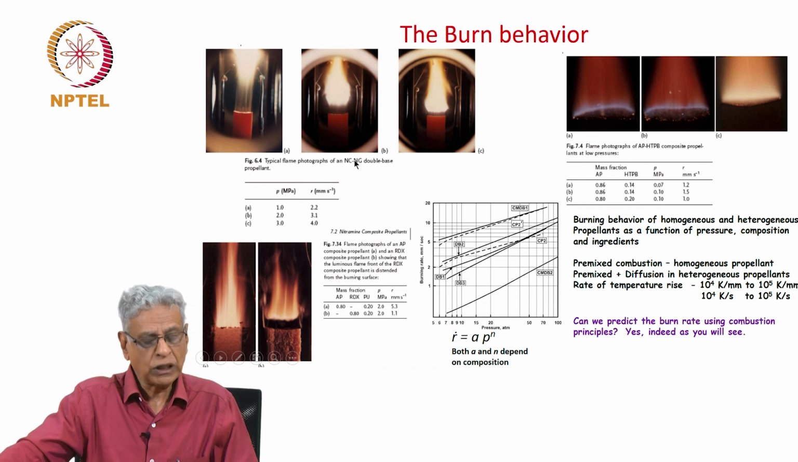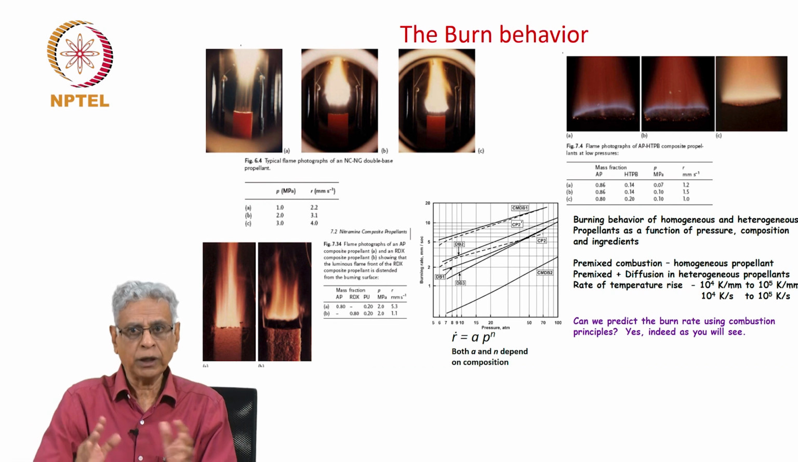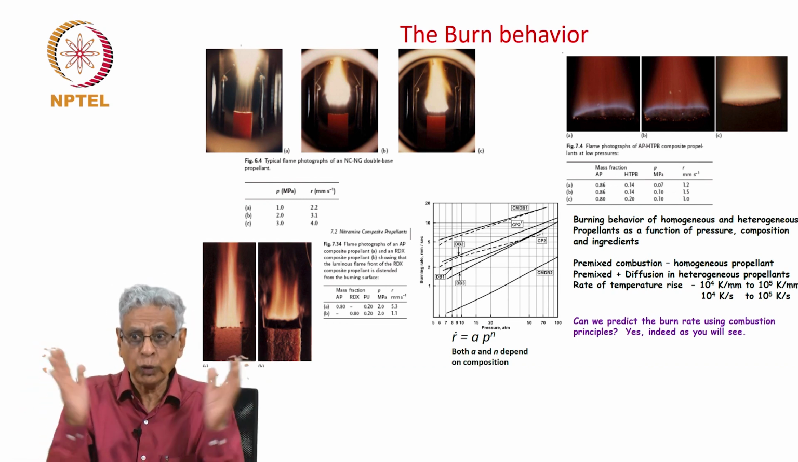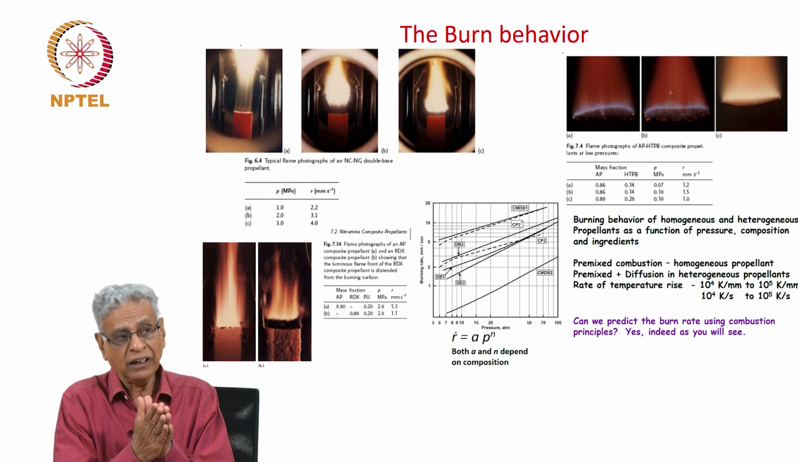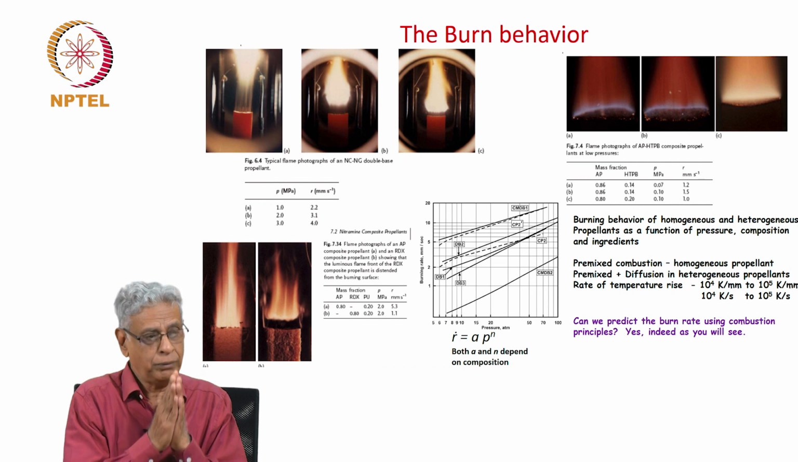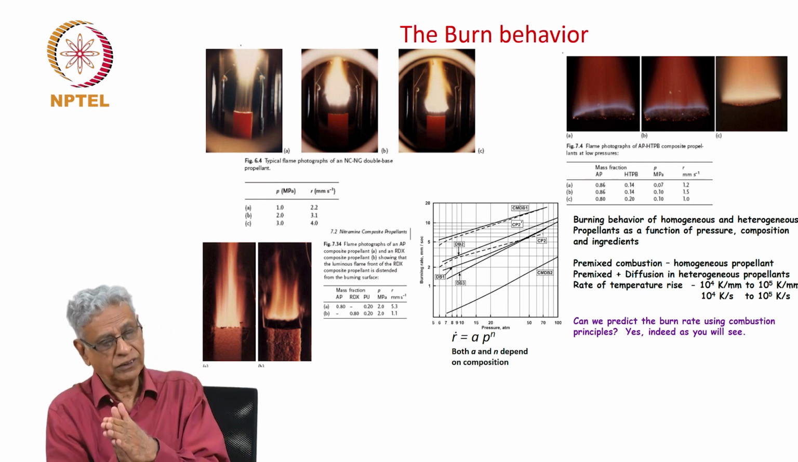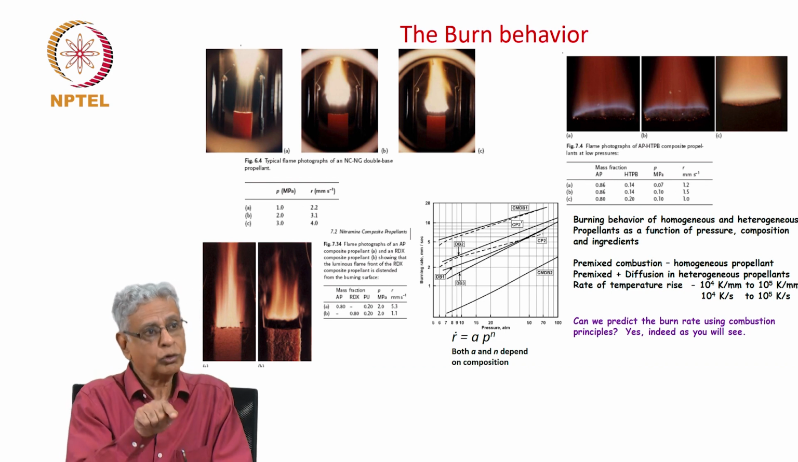And the nitrocellulose nitroglycerin propellant is essentially homogeneous. That means the oxidizer and fuel elements are together. So, there is no other process than the combustion reactive process which controls the behavior. It is a premixed combustion process. So, what we described as premixed combustion in gases applies here to solid propellants.